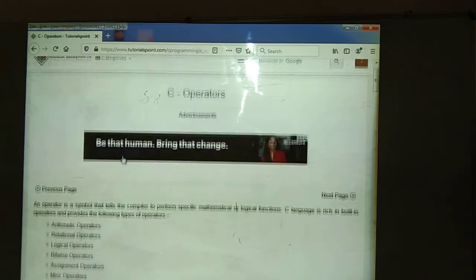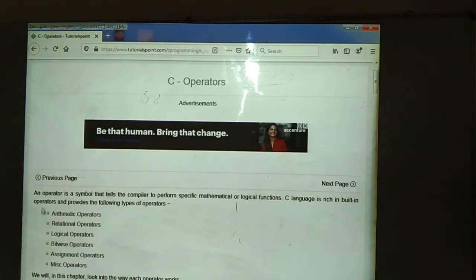First we can see the definition of an operator. What is an operator? An operator is a symbol. Here we are going to be using symbols: plus symbol, minus symbol, subtraction symbol. Like that, some other symbols also we are going to be using.